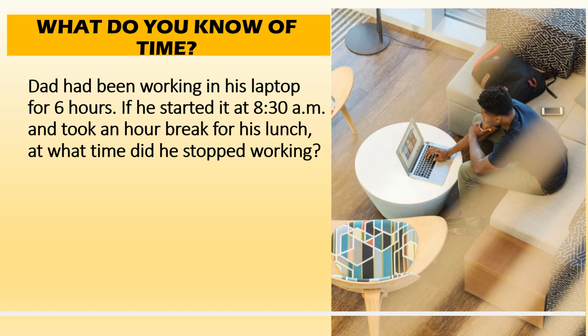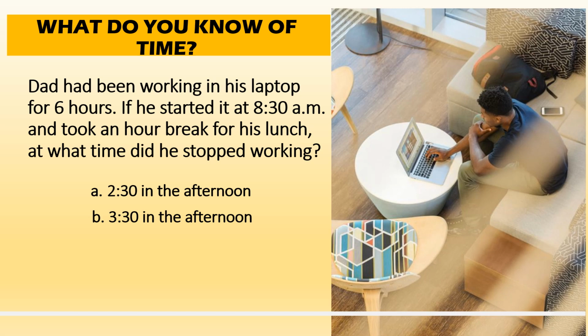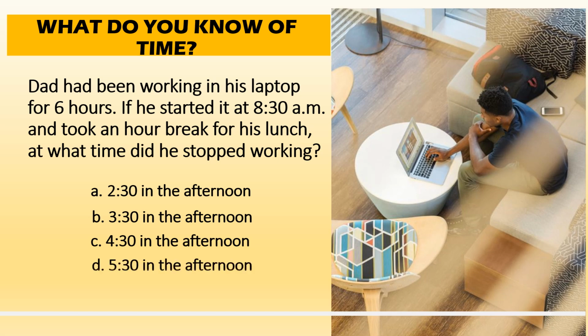Did you understand the problem? Can you answer it? Choose from the given choices. A. 2:30 in the afternoon. B. 3:30 in the afternoon. C. 4:30 in the afternoon. D. 5:30 in the afternoon. What is your answer? Correct! The answer is B, 3:30 in the afternoon. If you got it wrong, don't you worry. We are going to discover how to get the answer.